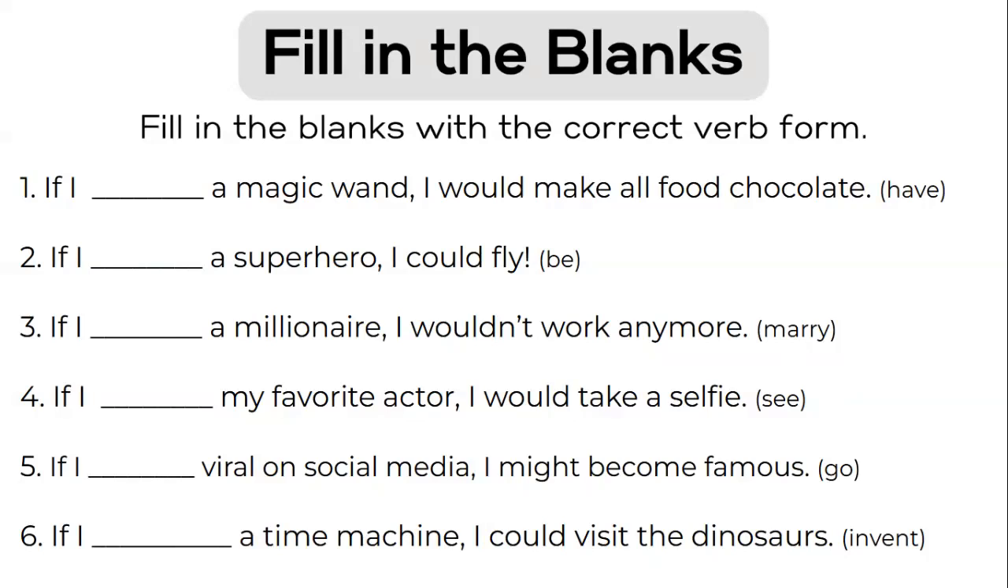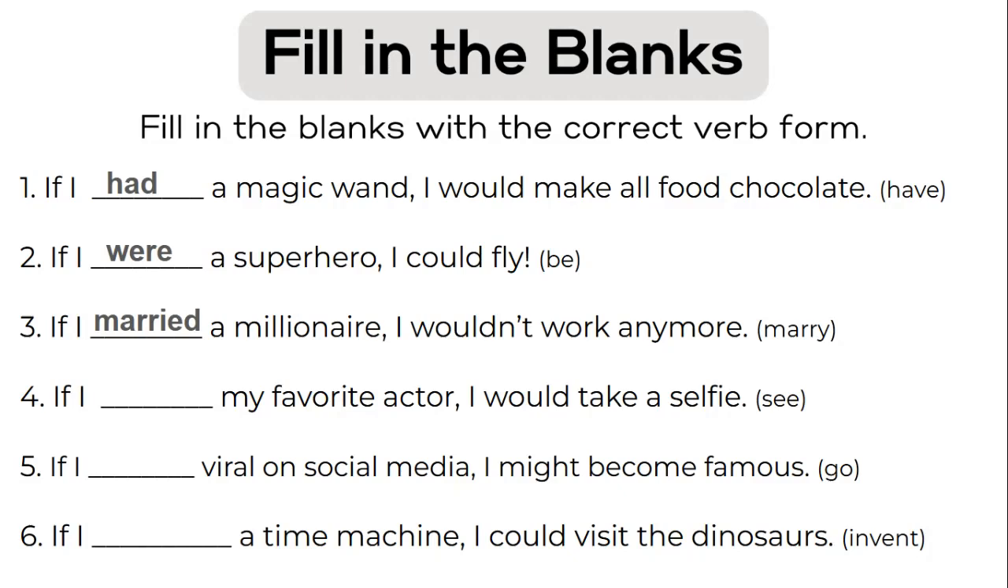Okay, here we go. Let's take a look at number 1, and the answer is had. Let's read these sentences together to practice our English fluency. Number 1, if I had a magic wand, I would make all food chocolate. Number 2, were. Let's read it. If I were a superhero, I could fly. Number 3, the answer is married. Let's read it. If I married a millionaire, I wouldn't work anymore.